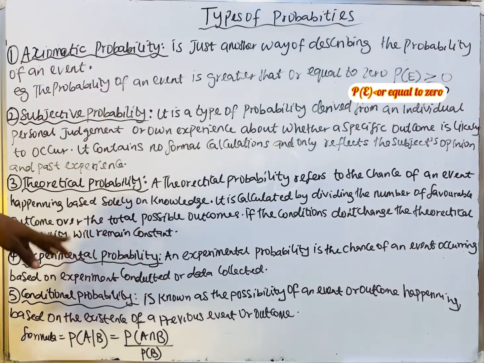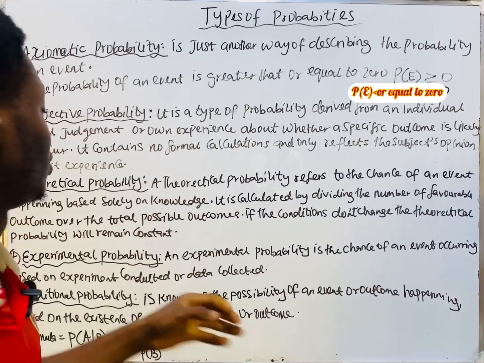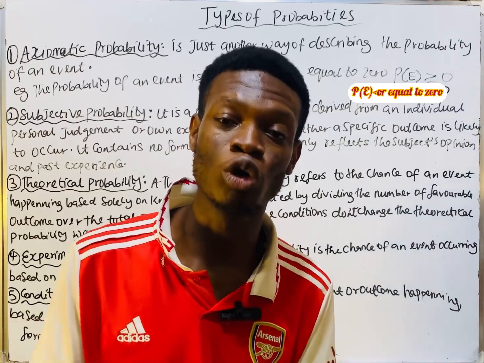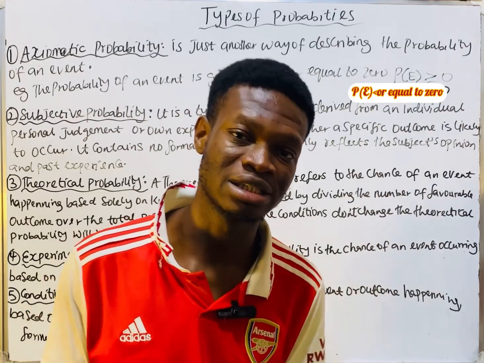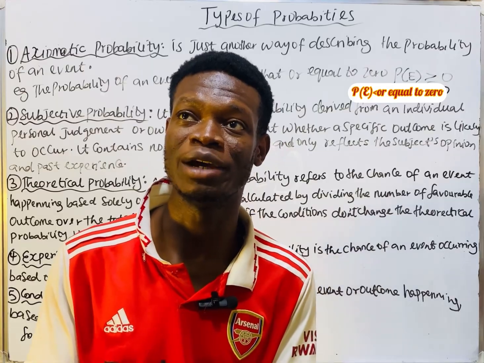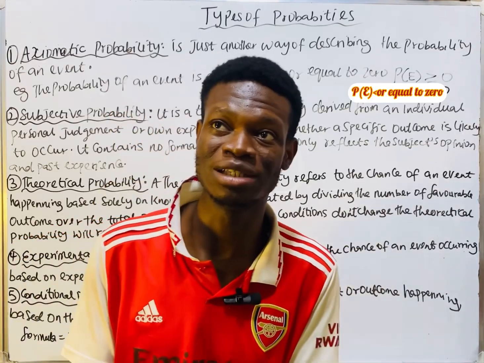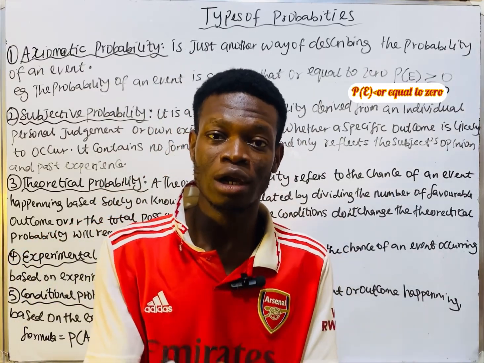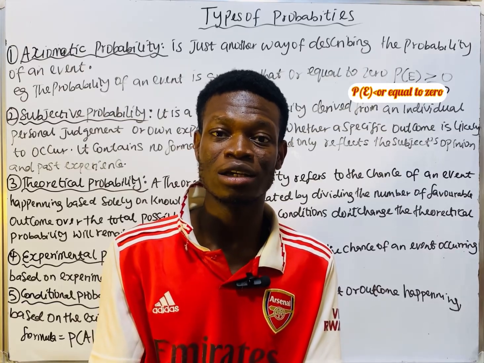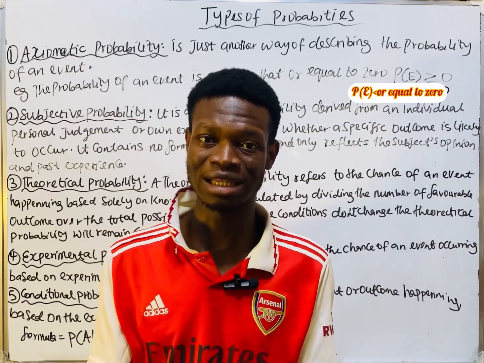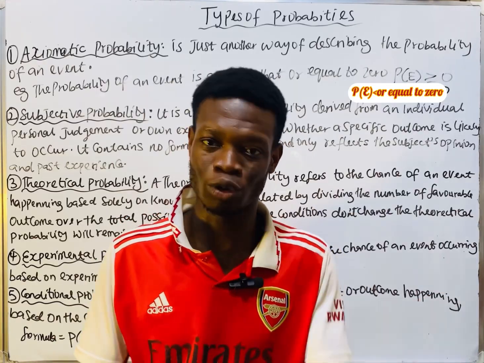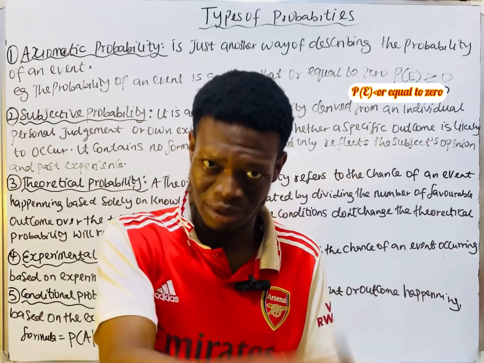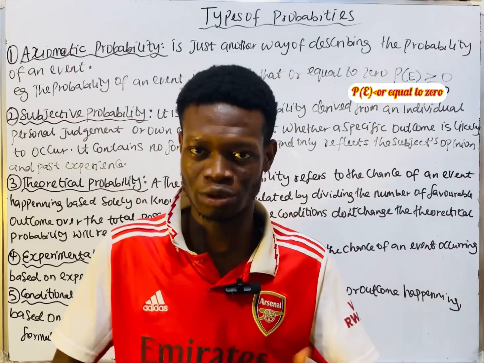Now, theoretical probability. What is theoretical probability? Theoretical probability is based on one's knowledge. It solely relies on knowledge. Maybe you know the sample space. For example, if I have a coin and I throw it, you know that a coin has a head and a tail. You just say that maybe the head will come out or the tail will come out. So it's based on your knowledge. So that's theoretical probability.